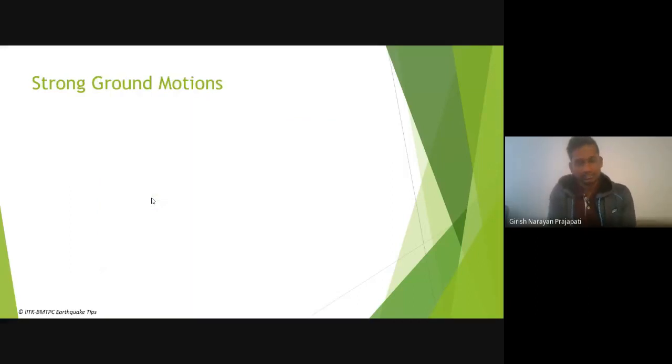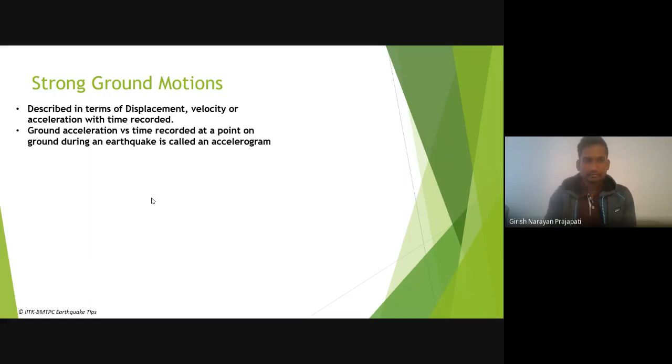Next, strong ground motions. Strong ground motions are generally described in terms of displacement, velocity, or acceleration with the time recorded. When we see the seismograph, we plot a graph in terms of displacement, velocity, or acceleration, and generally we use acceleration with time. The ground acceleration versus time recorded at any point during an earthquake is called an oscillogram.